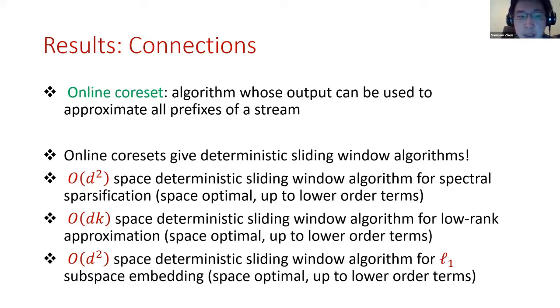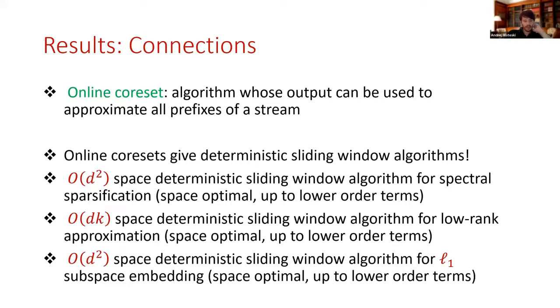And using this online coreset that's actually on the slide, we also have a framework for deterministic sliding window algorithms. So basically for deterministic algorithms, if we have an online coreset, then that immediately translates to a deterministic sliding window algorithm. So this shows a connection between the sliding window model and the online model. We also show, using our structural results, that we can get equivalent algorithms in the online model. So the equivalence goes both directions. If that makes sense. Yes, definitely.